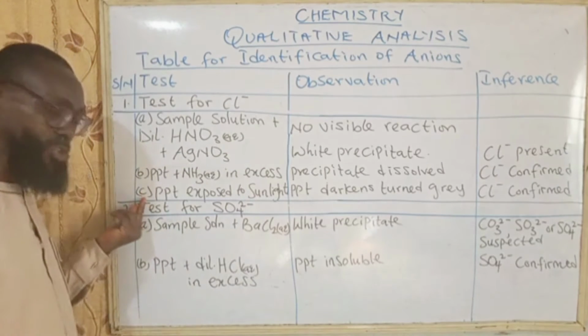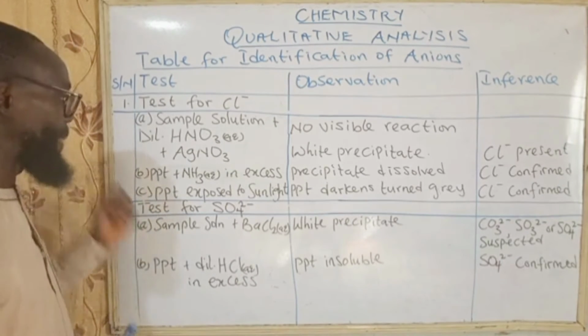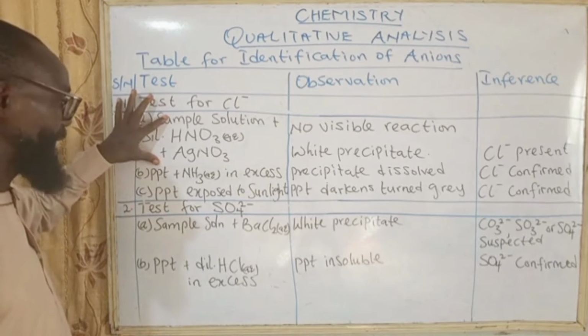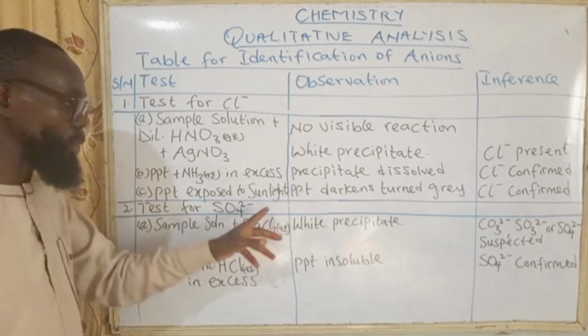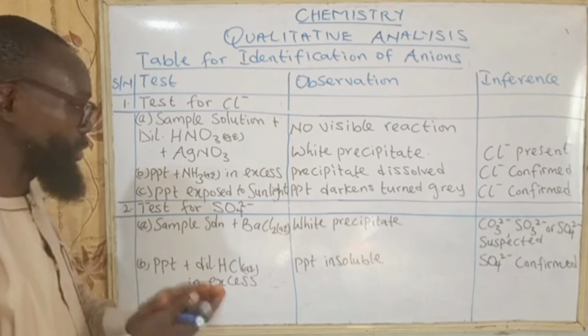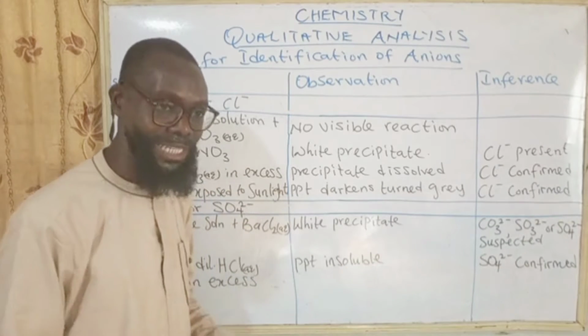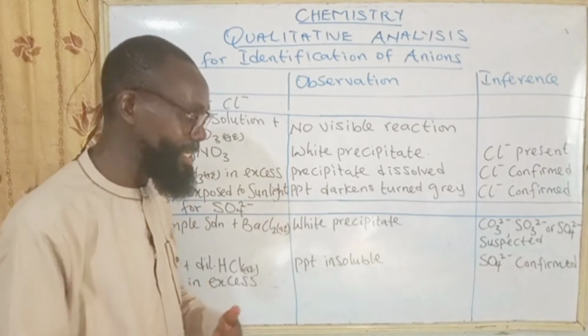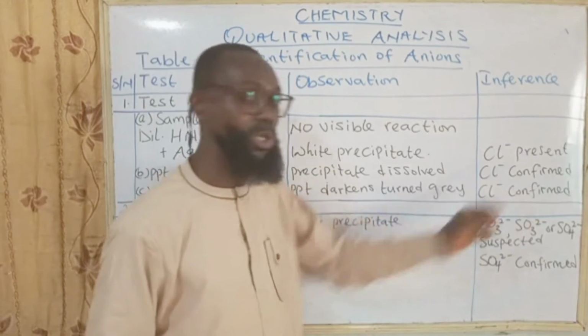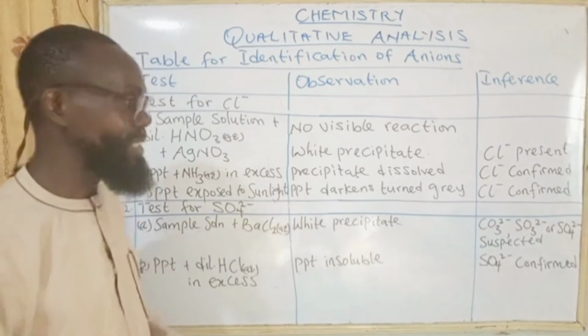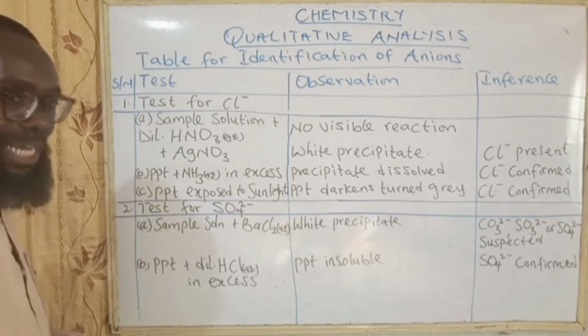The third one, another experiment: the precipitate that is formed in A is exposed to sunlight. When you expose it to sunlight, the precipitate darkens, turning grey. It means that chloride ion was confirmed as well. That is the test for chloride ion.